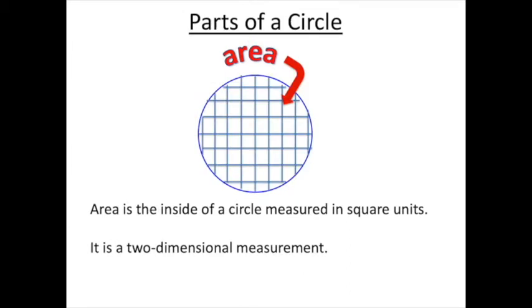The area is not the same as circumference. The area is the inside of a circle, and it's measured in square units. As you can see, it includes the length and width of the circle. It looks at the inside space, and it is a two-dimensional measurement.